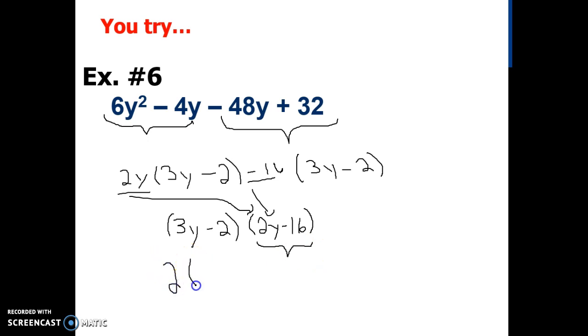That 2 I want to take out. The 3y minus 2 will not change. I am not taking anything out of that. What I am taking out of, though, is this parentheses. So I'm going to rewrite this as y minus 8.